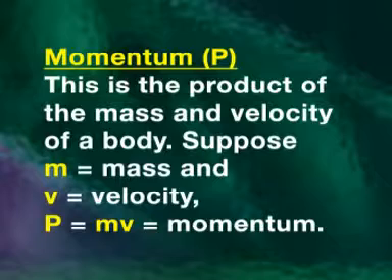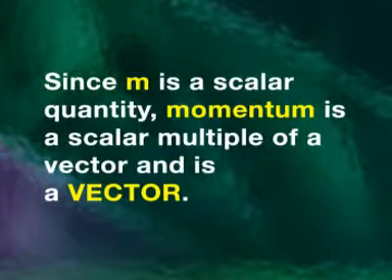Momentum, normally represented by P. This is the product of the mass and velocity of a body. Suppose M equals mass of a body and V equals the velocity of the body. Then momentum P equals mass times velocity. Since M is a scalar quantity, momentum is a scalar multiple of a vector, and it's a vector. Scalar multiples will be considered soon.